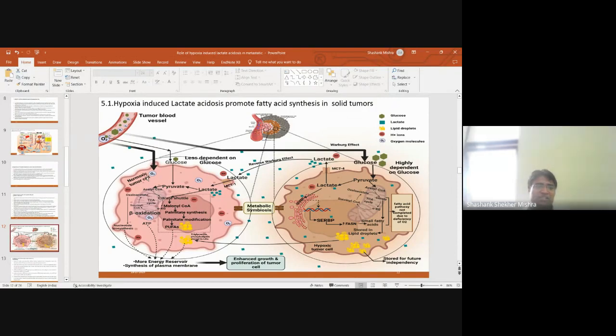These cells are normoxic cells because they lie near the blood vessels, so they are getting a sufficient amount of glucose and nutrients. These are hypoxic cancer cells, which are not getting oxygen, so they are totally dependent on glucose for their energy requirements. Glucose is metabolized by glycolysis in these cells, and the end product pyruvate is converted into lactate. Lactate is then pumped out through the MCT4 transporter into the tumor microenvironment.